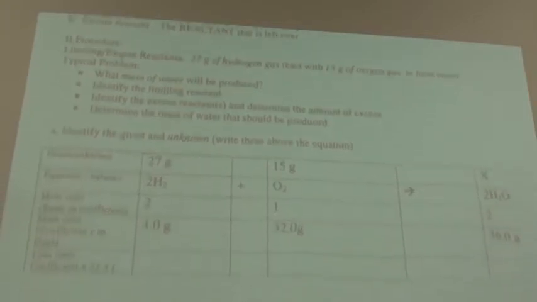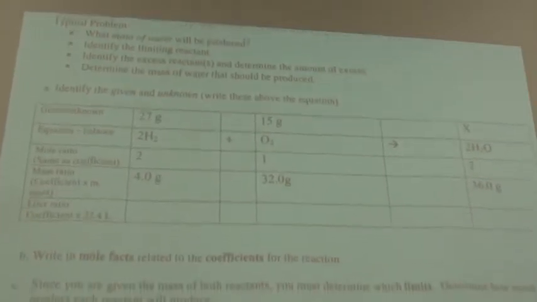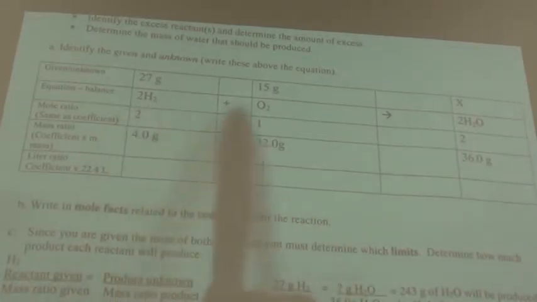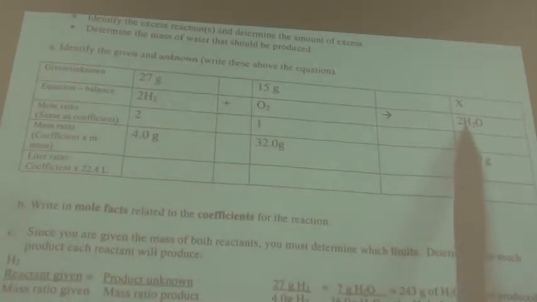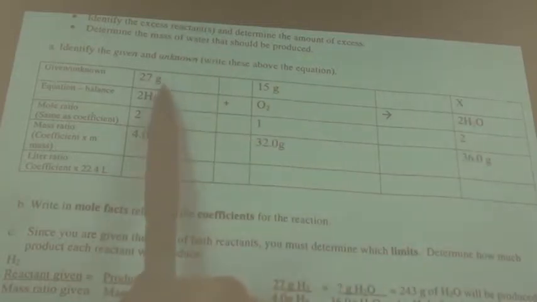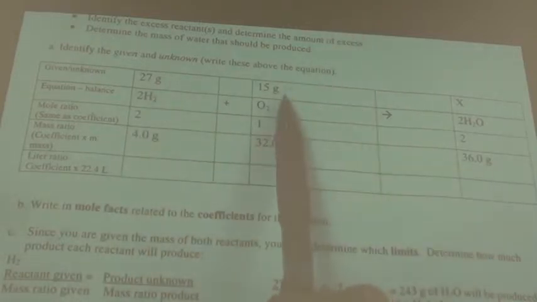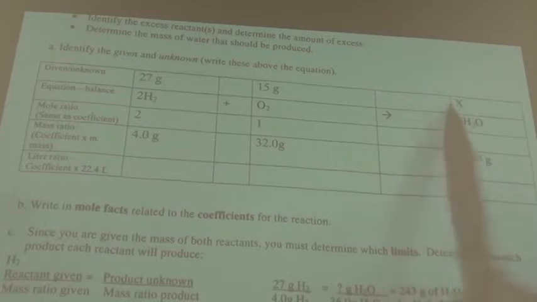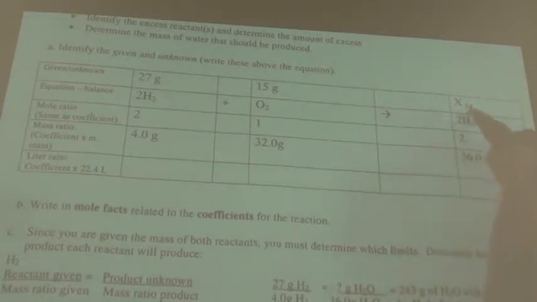All right. So the first thing you do is the first thing you do in any chemistry problem, start with the balanced equation. Here it is. The second thing you need to do is identify from the problem what is given, 27 grams of hydrogen gas and 15 grams of oxygen gas, and what you would like to know, the amount of water formed. So this should be X grams.